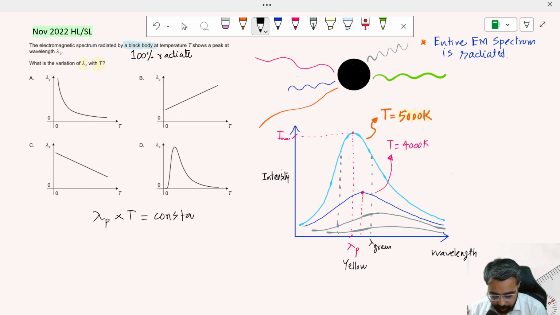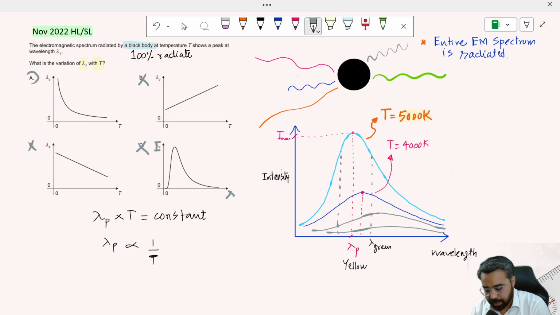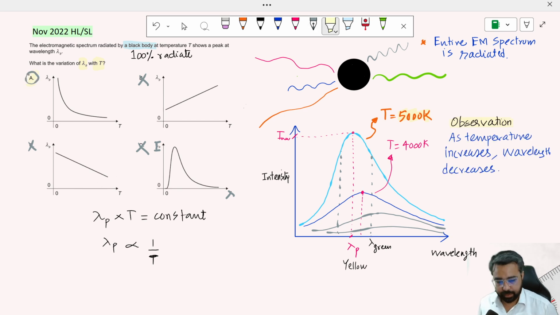And I have shown you with the help of the Stefan-Boltzmann graph as well that lambda p is inversely proportional to temperature. So we have seen both mathematically as well as conceptually that its graph cannot be b, it cannot be d, because this is a graph basically between intensity and wavelength, so it cannot be d, it cannot be c, so a is the only right answer. I hope you understand this solution.